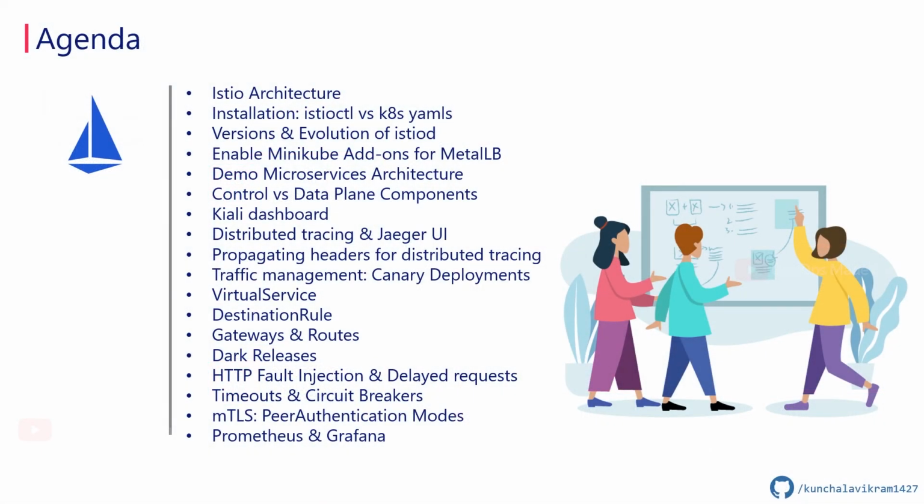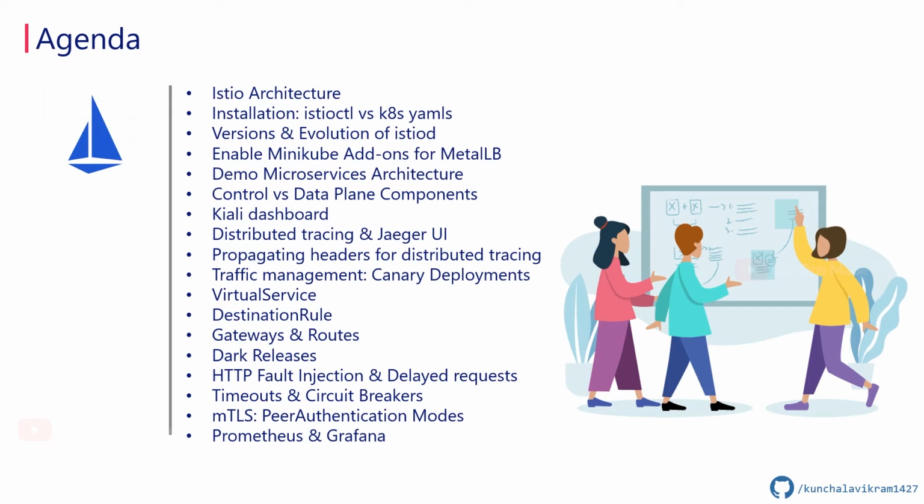So this is the agenda for the complete Istio tutorial. We'll start off with Istio architecture, where we'll see various components involved inside the Istio architecture. Then we'll move on to installation of Istio using istioctl and Kubernetes YAML files. Istioctl is a command line utility to talk to Istio. And then we'll see various versions of Istio and how Istio evolved over a period of time.